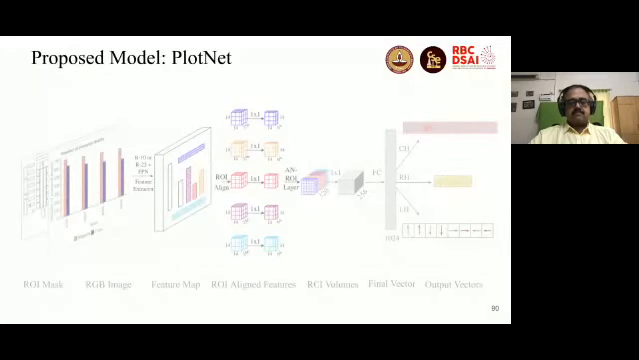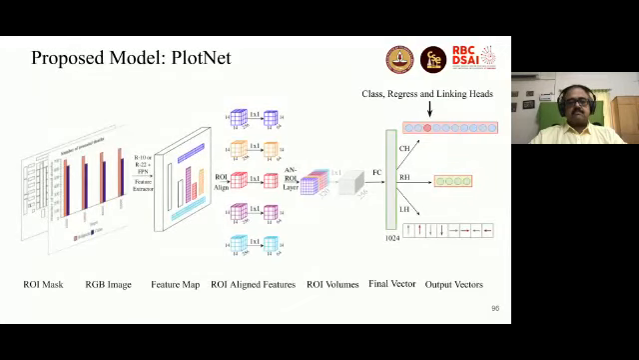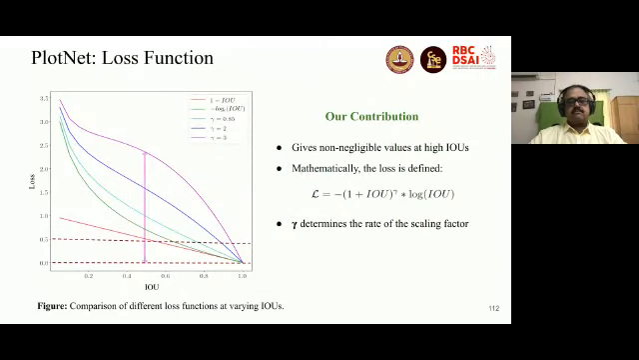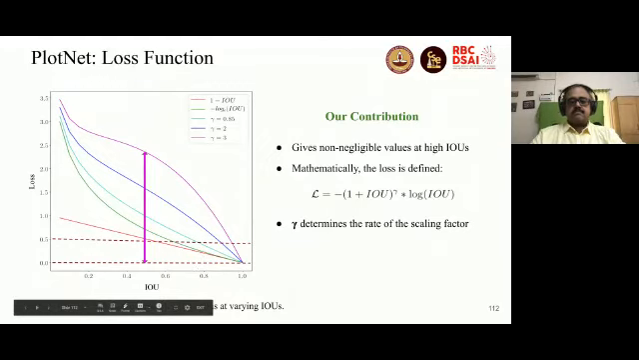I did not plan to go into the details of this, but we proposed a new network and a new loss function. I'll just quickly mention the loss function. In most existing loss functions, once your network reaches an IOU of 0.8, the loss becomes very negligible, and that's not something that we want. We want the network to work harder. We want it to be penalized even if it's producing boxes which have an IOU of 0.9 with the ground truth box. Even such boxes we want to penalize.